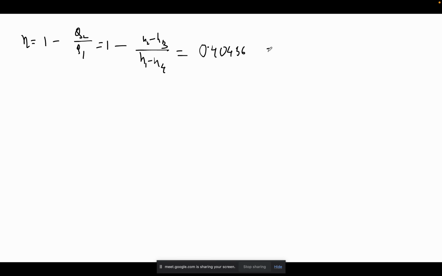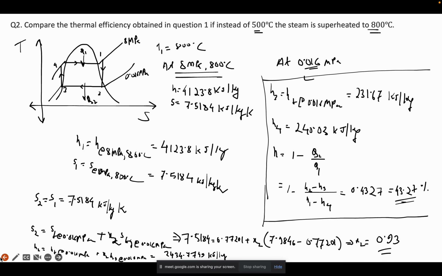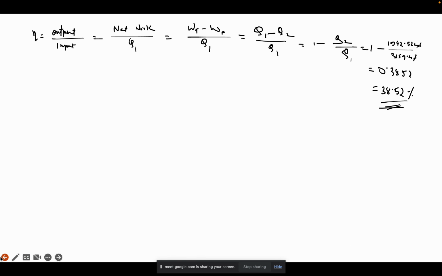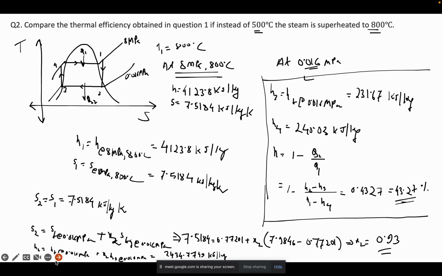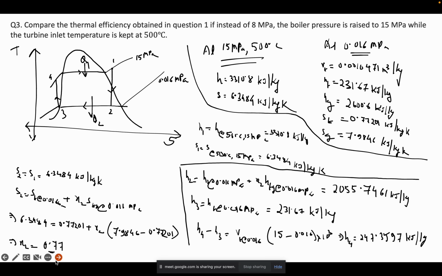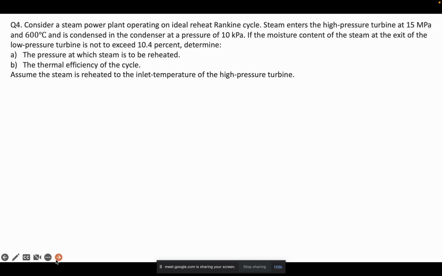0.40456, that is 40.45%. So you can see that in both cases the percentage we got is greater than what we got initially. Clear? Fine. If you have any doubt, you can ask me. Okay, let us move. If you have doubt, you can ask.